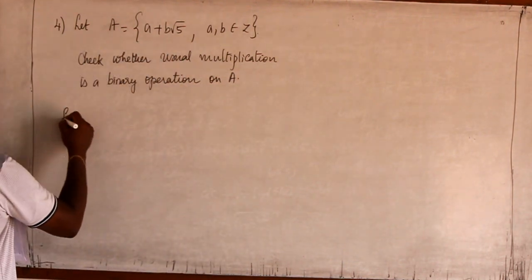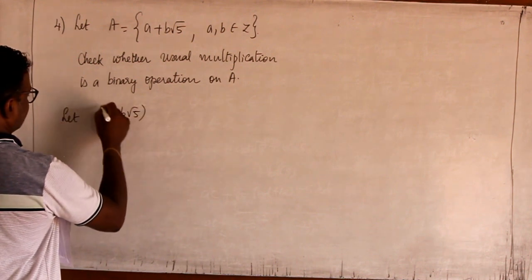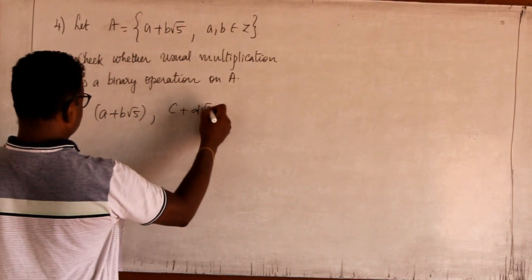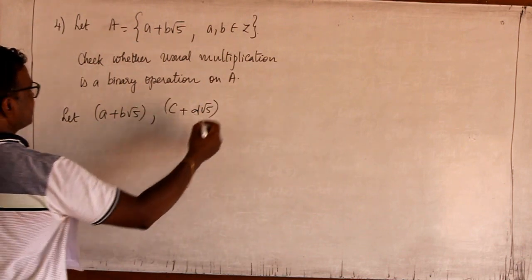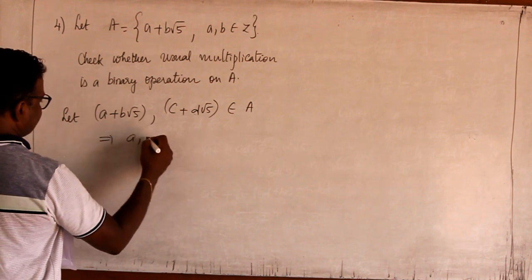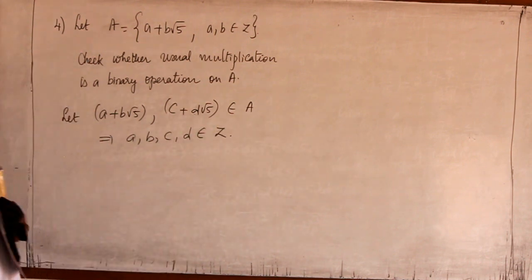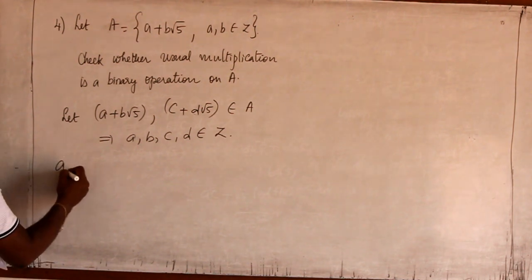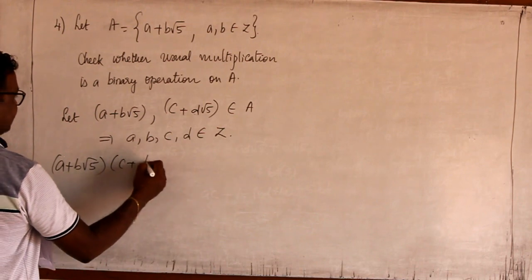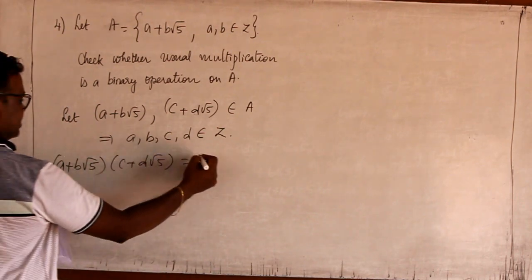Now, let me take two elements, A plus B root 5, and another element, C plus D root 5, same pattern but different elements, belonging to A. That means all these coefficients, these numbers A, B, C and D, belong to Z. Now we shall multiply A plus B root 5 into C plus D root 5. We shall go for usual multiplication.